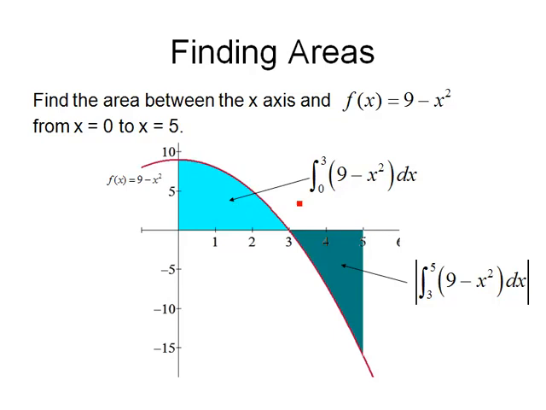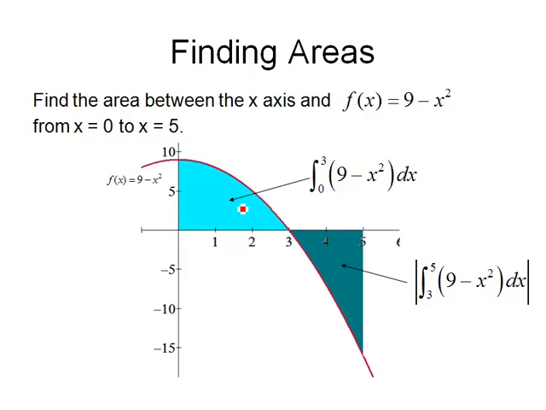So I'm going to need to find the definite integral from 0 to 3 of 9 minus x squared dx, and that's going to come out to be a positive number. I'm also going to need to find the area from 3 to 5 of 9 minus x squared dx, but that's going to come out to be a negative number because that area is below the x-axis. Since what I want to do is find the total amount of area, I don't want these areas to cancel out, so I'm going to take the absolute value of whatever I get there to make that a positive number.